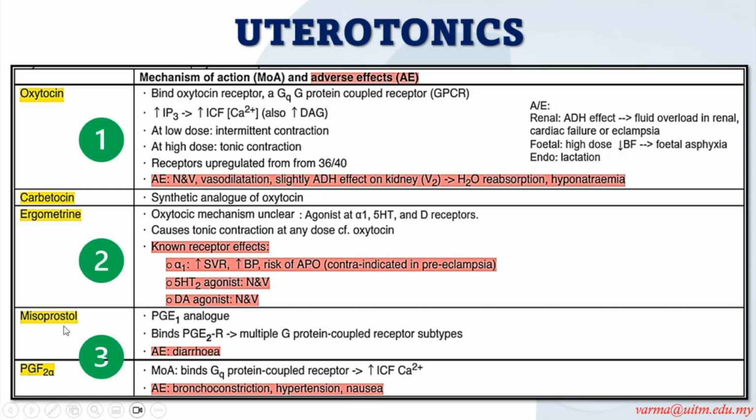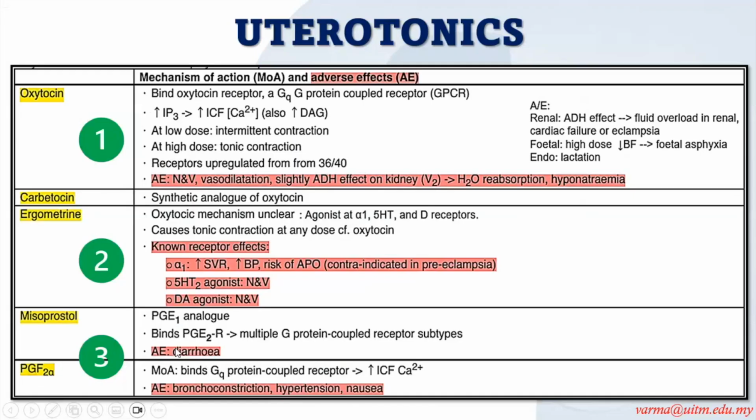Next, we talk about prostaglandin analogs. They bind to prostaglandin receptors and work through G protein coupled receptors, especially Gq, with similar action to oxytocin. So prostaglandins also work via G protein coupled receptors, mainly Gq, causing the same effect as oxytocin. The one thing you have to remember is that misoprostol can cause diarrhea.